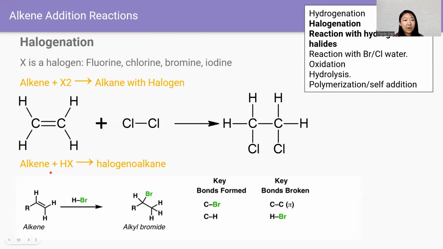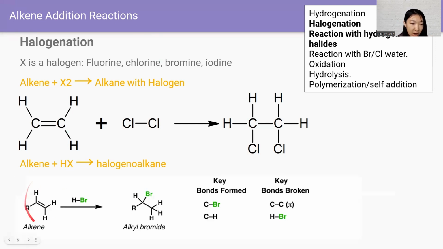And then we have hydrogen halides. HX is a hydrogen halide because X is a halide and H is a hydrogen, right? So this could be HCl, HF, HBr, HI. These are all hydrogen halides.